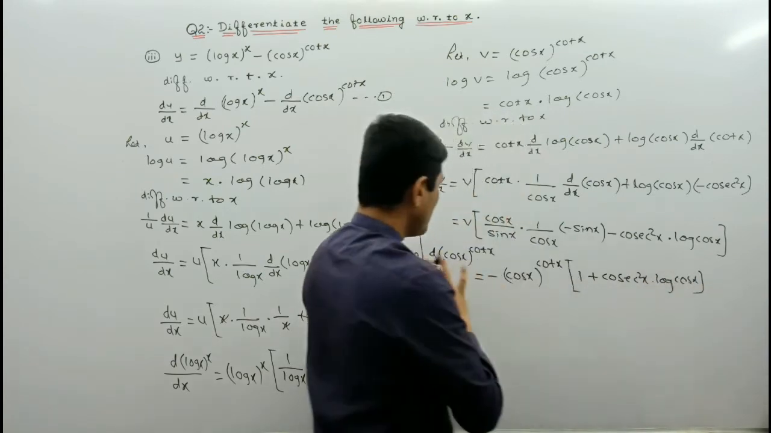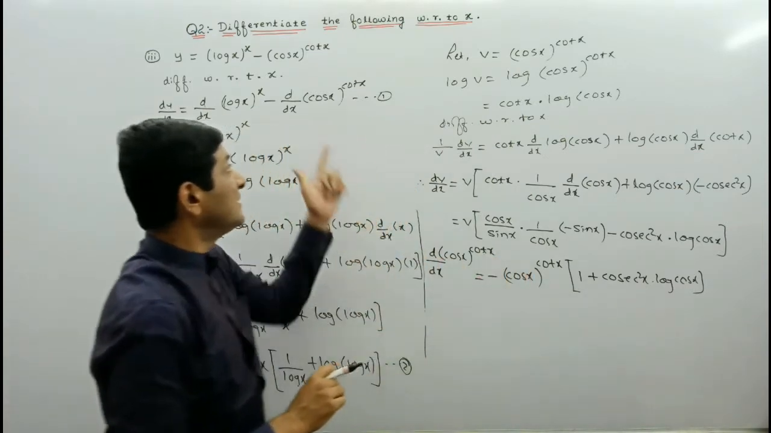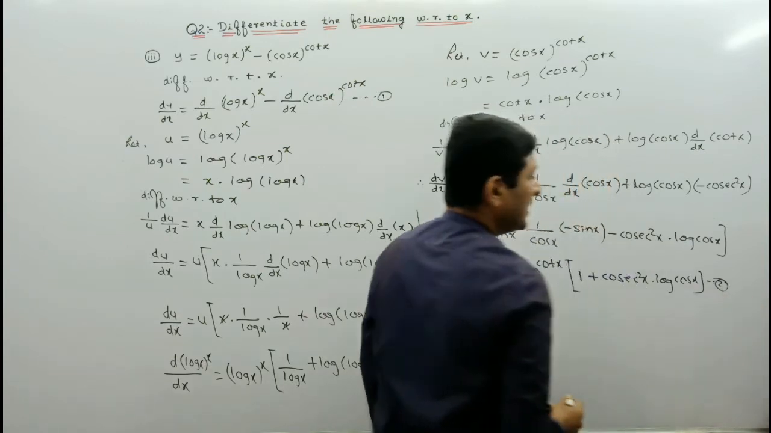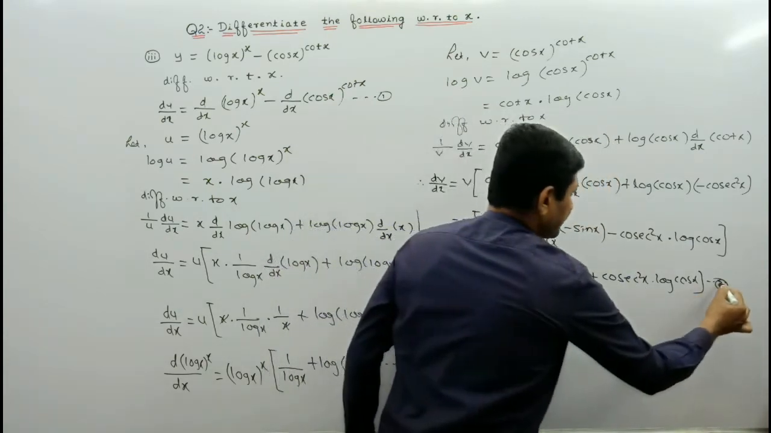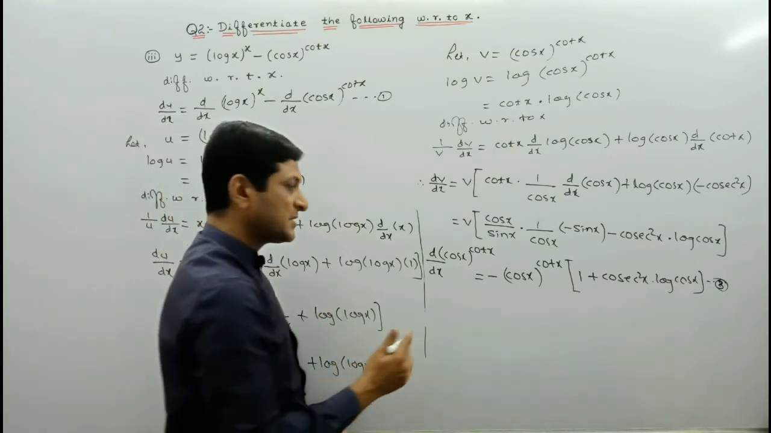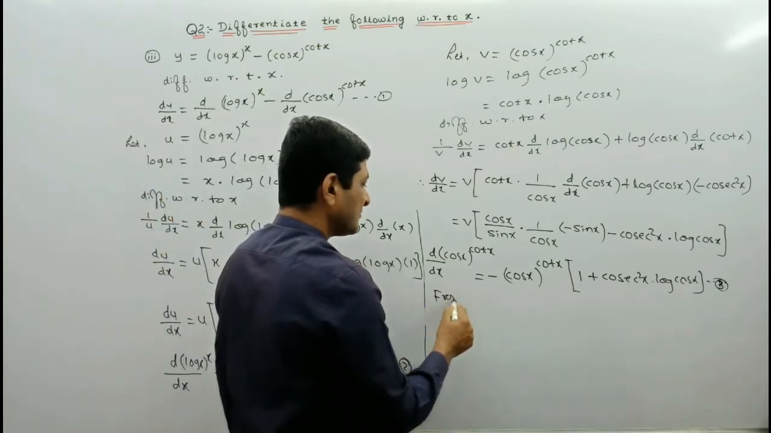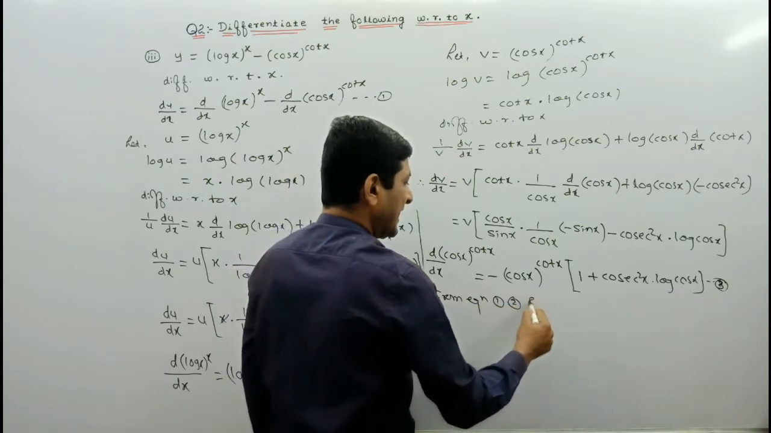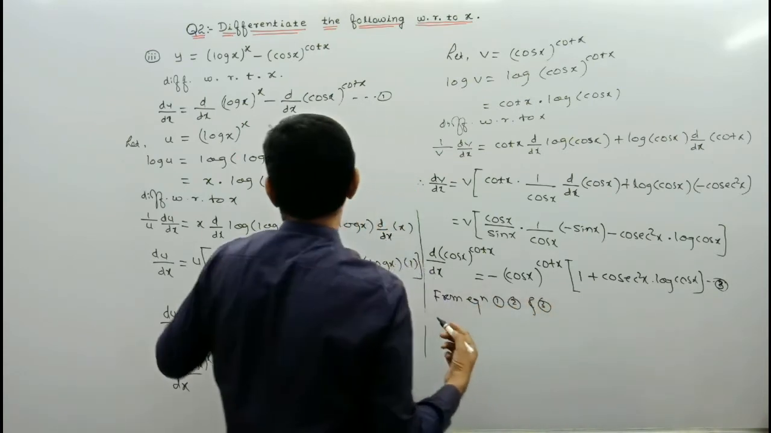In this way we have got the derivative of the second term also, and let us denote this differentiation by equation number 2. Now equation number 3. Now we are substituting all these values in equation number first, from equations first, second and third, let us see what result we will get here.